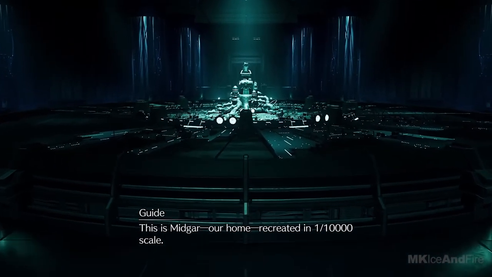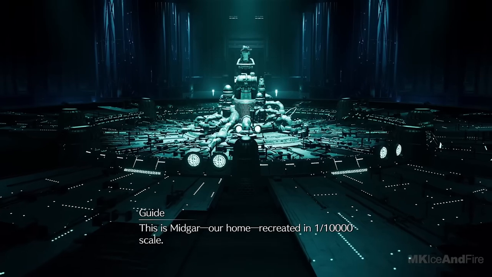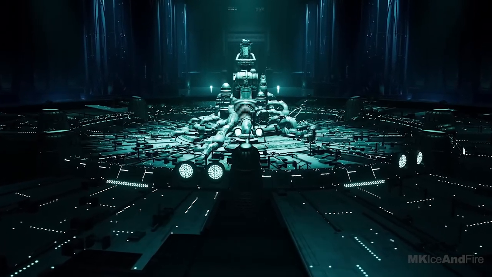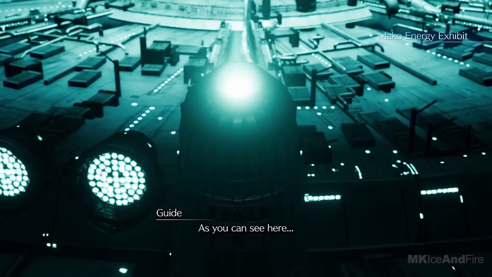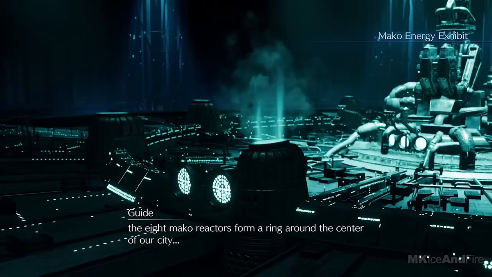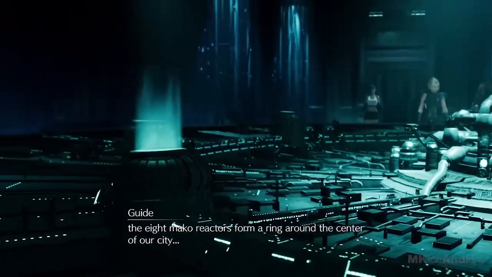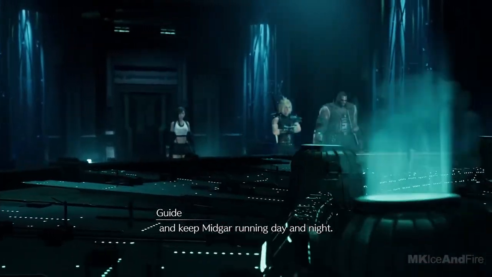Okay. This is Midgar. Our home. We created it at a 1/10,000 scale. As you can see here, the 8 Mako reactors form a ring around the center of our city and keep Midgar running day and night.